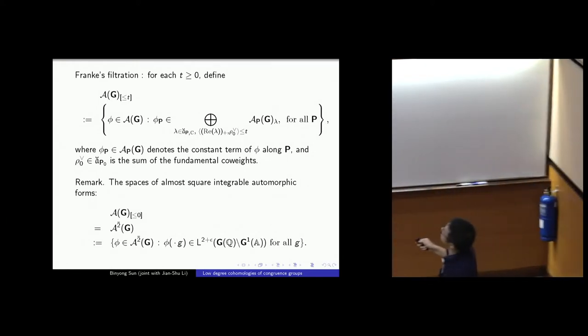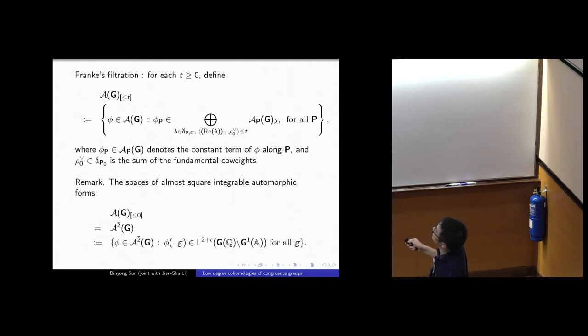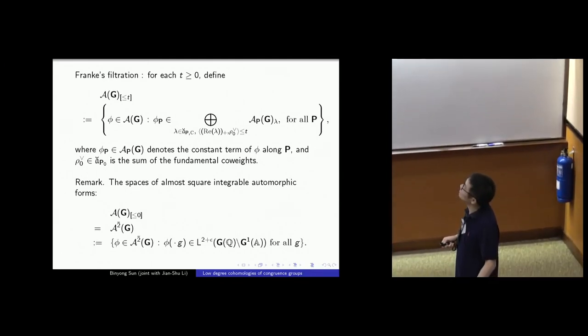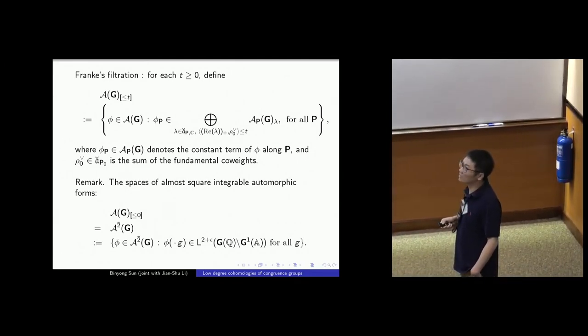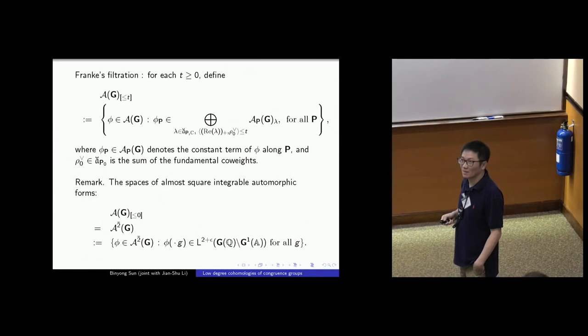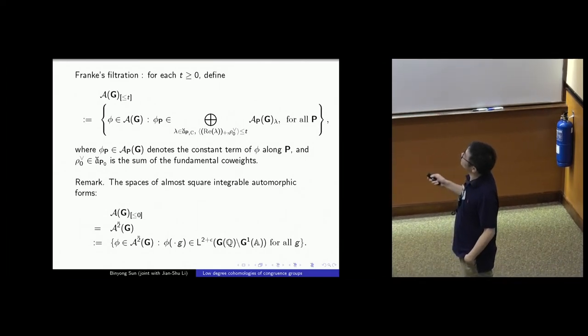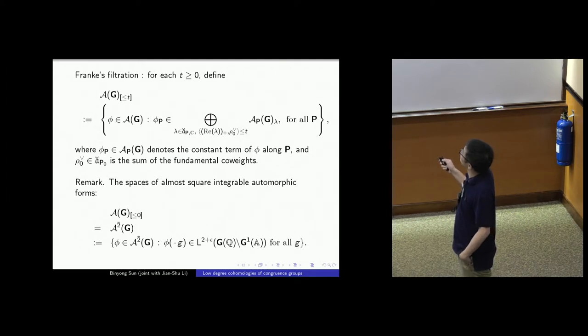Here, rho_0 check is just a vector. It's the sum of the fundamental co-weights. It's also the half sum of positive coroots, but if you say it in this way, you should not count the multiplicity. So I think it's better to say it in this way: rho_0 check is the sum of the fundamental co-weights.